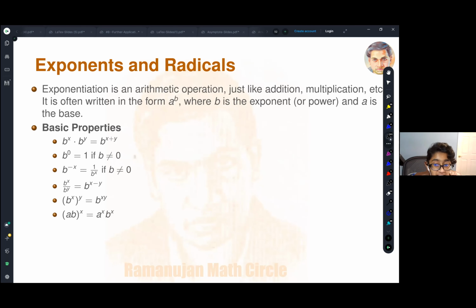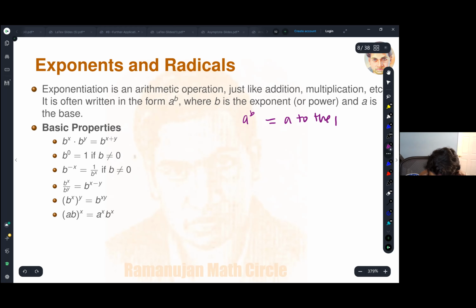Okay, so now looking at exponents and radicals, let's talk about some basic properties and how they're represented. Many of you may be familiar already with exponents. It's basically when you have a to the power b, that's how we say it. We call this a to the power of b.